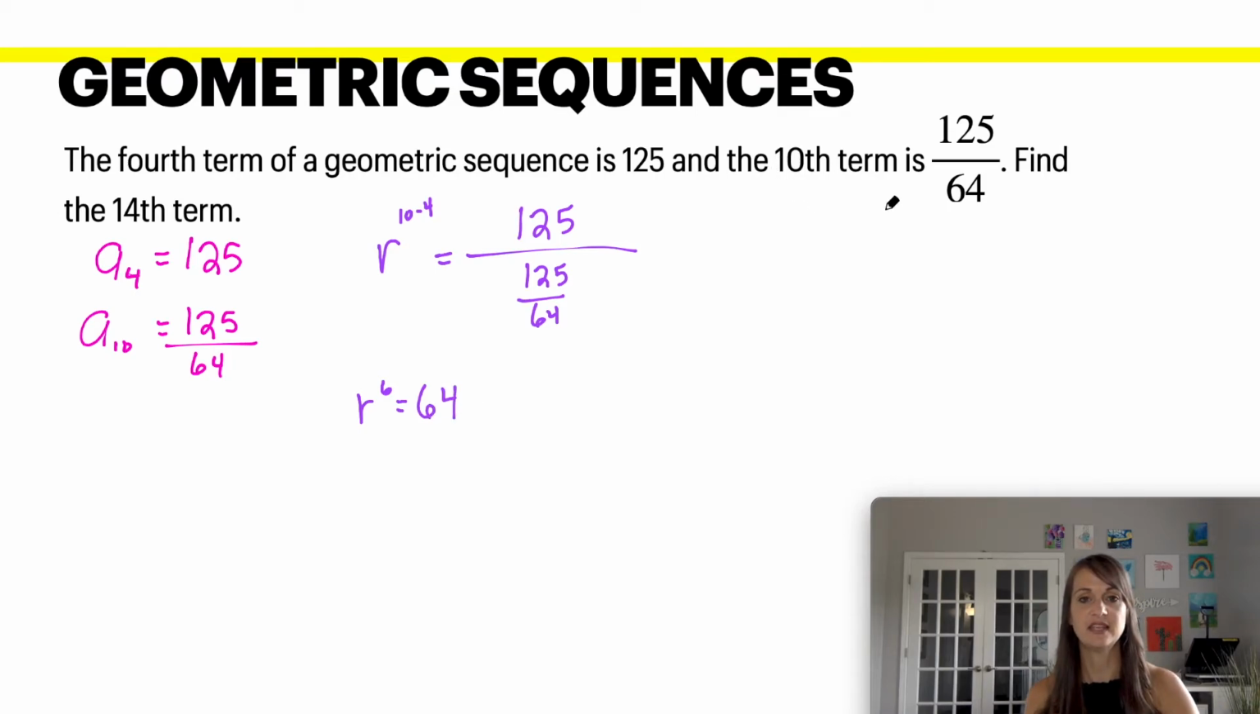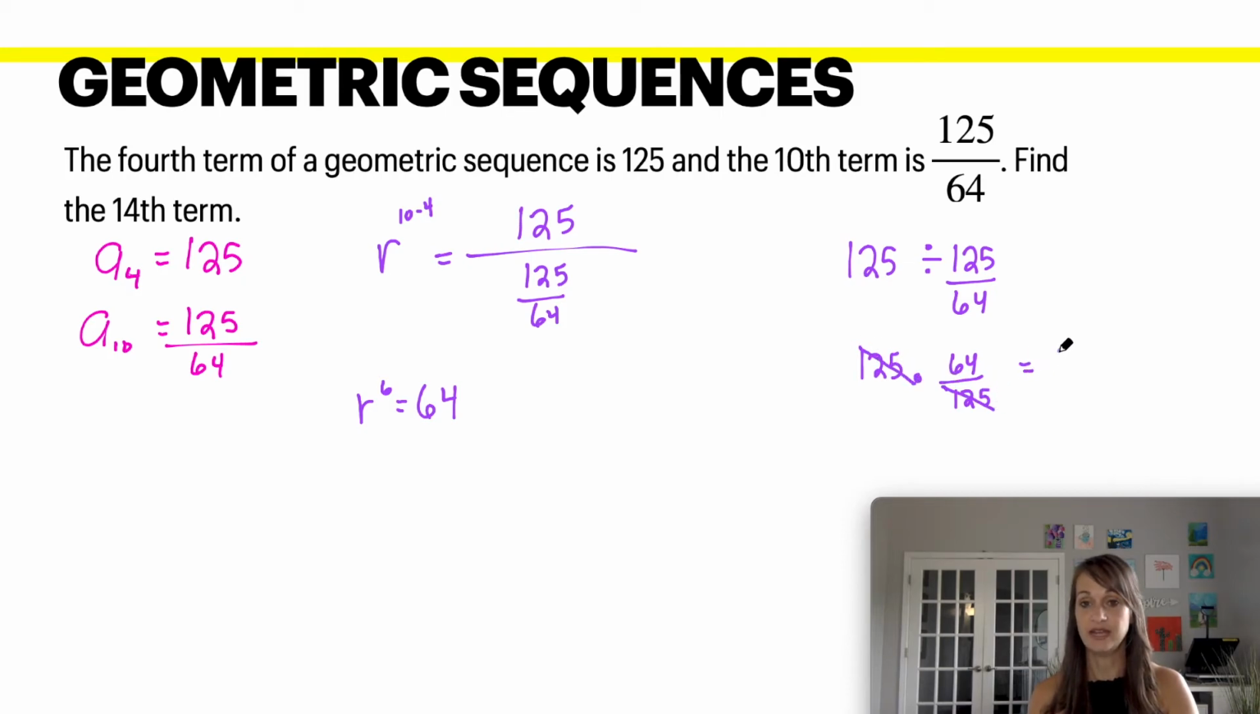Off to the side, think of it this way. 125 divided by 125 over 64. And if you remember from the past, KFC: keep it, flip it, change it. The 125 divided by 125 basically eliminate each other, leaving you 64. So you have r to the 6 gives you 64.